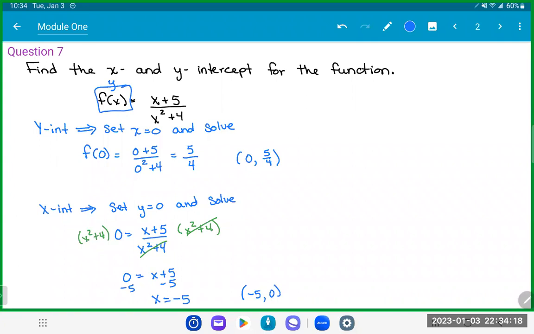When you write your explanation for this, you could just show your work, or, as I explained it as I was going along, you could type those words out for the explanation that's required for this problem.